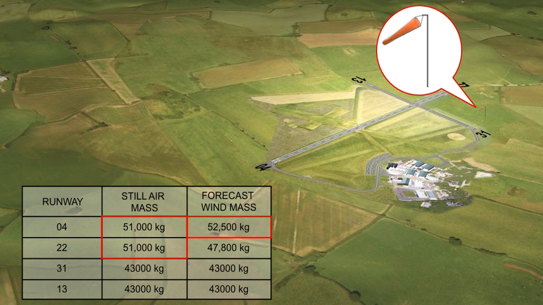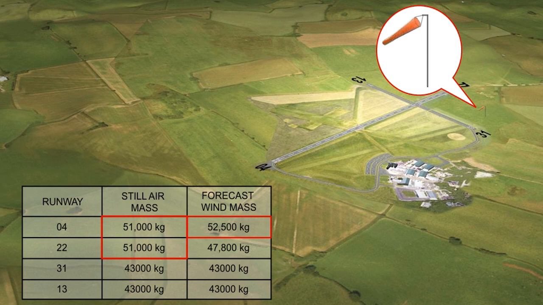In summary then, the first assumption requires that the pilot select runway 04 or 22 for a maximum still air landing mass of 51,000 kilograms, and the second assumption will require the pilot to select runway 04 for a maximum landing mass of 52,500 kilograms. Now, we need to consider what to use as the dispatch mass of the aeroplane.